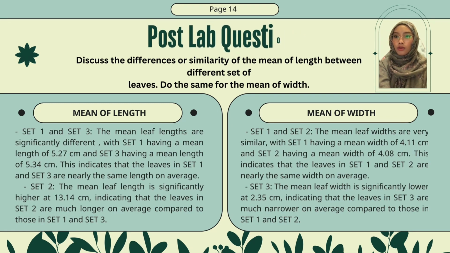Next, mean of width. For set 1 and set 2, the mean leaf widths are very similar, with set 1 having a mean width of 4.11 cm and set 2 having a mean width of 4.08 cm. This indicates that the leaves in set 1 and set 2 are nearly the same width on average. For set 3, the mean leaf width is significantly lower at 2.35 cm, indicating that the leaves in set 3 are much narrower on average compared to those in set 1 and set 2.